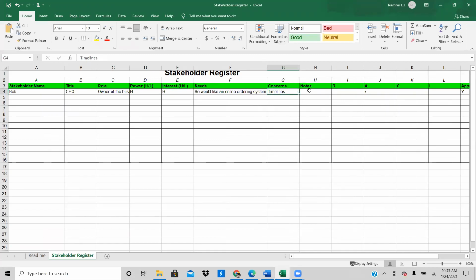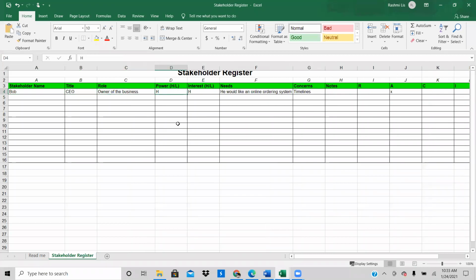What are his concerns? And do you have any notes? And there's things like RACI. So without getting too much further, your first stakeholder that you've identified is Bob, as an example. The title is CEO, the role is owner. Now, I have here power and interest. And when I say power, I'm saying more influence. How much of an influence does this person have in requirements? What is this person's interest in the requirements? They're very critical pieces. Okay, so let's focus on that.